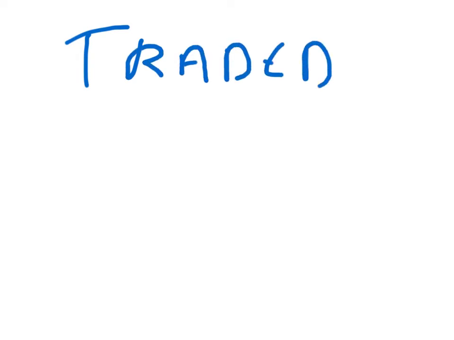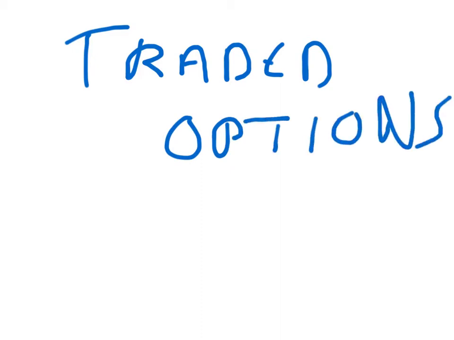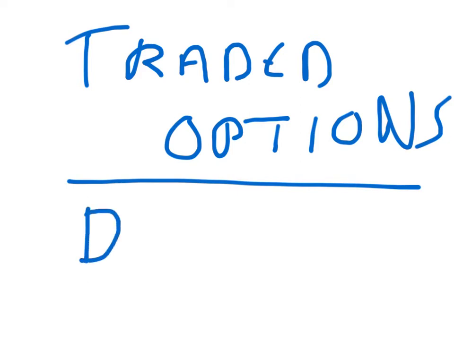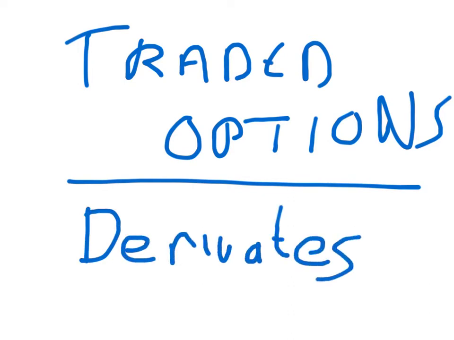Now I'd like to look at traded options. Let's just write the name down here. What are they? Well, they are a financial instrument whose value is derived from an underlying financial asset. So they are an example of derivatives because their value is based on the value of an underlying asset.